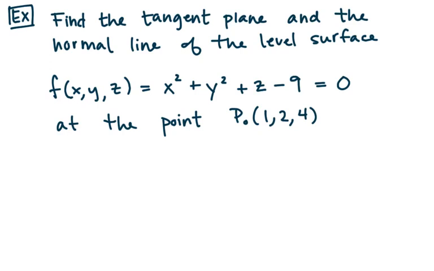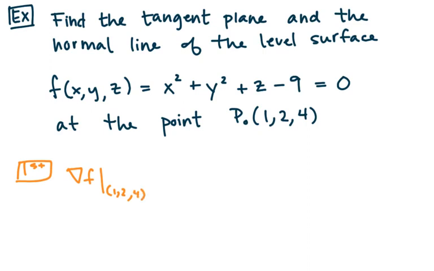All right, so we've got two things to do here. We have to find the tangent plane and the normal line. So we're going to start with the tangent plane. And the tangent plane is the plane passing through this point, which is perpendicular to the gradient of f at the point. So the first step here is going to be to find the gradient of f at my point (1, 2, 4).